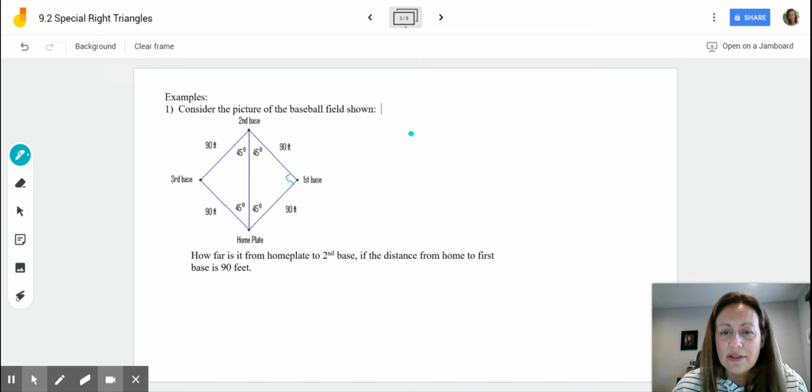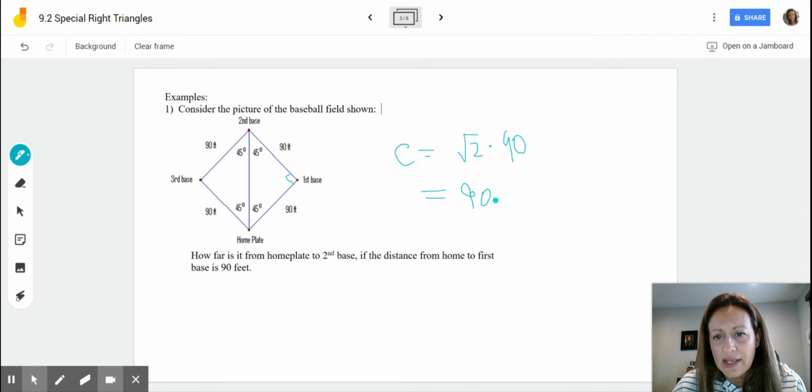So the distance, I'll just call it D. No, let me go back. It would make more sense to call it C, since that is the hypotenuse of the triangle. C equals radical 2 times 90. Now, 90 radical 2 is how we would more likely write that as a simplified math expression, just commuting those two terms.